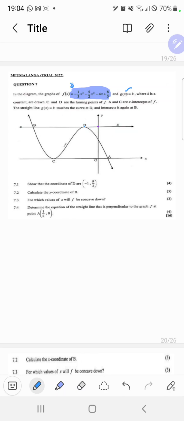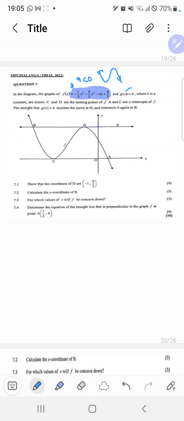And then of course a here is less than 0. So our graph starts as a decreasing function and ends up as a decreasing function. So this is what you should be able to attend to. And then of course the y-intercept is over there. Now it says where k is a constant, lines are drawn. C and D are the turning points. We can see them on the graph. A and C are the x-intercepts. And then of course we see that this g of x is a tangent at this turning point, but not necessarily to the graph.